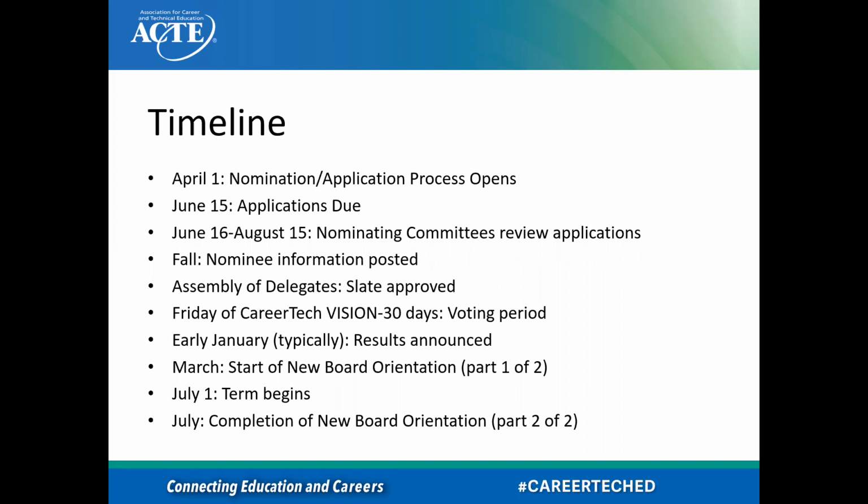During Friday of Career Tech Vision is when voting begins. In early January, results are announced and voting concludes. And in March begins our new board orientation process. We've separated the new board orientation process into two parts. So it begins in March and it completes in July at the July board meeting. And July 1st is when the term begins.